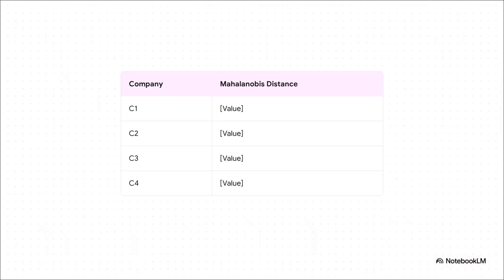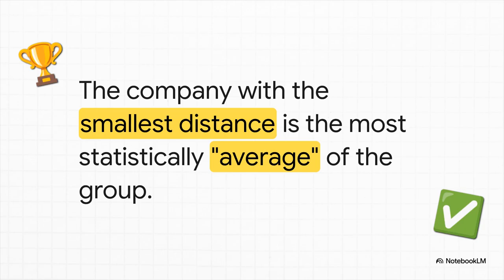And voila, here is our result. After we apply the Mahalanobis formula, we get a single, powerful number for each company. And this isn't just a simple distance. It's a true measure of how typical each one is because it's corrected for both scale and the hidden relationships in the data. The solution to our puzzle is now crystal clear. The company with the smallest Mahalanobis distance is our winner. It is, statistically speaking, the most average company of the group. By finally respecting the data's true shape, we found our answer.